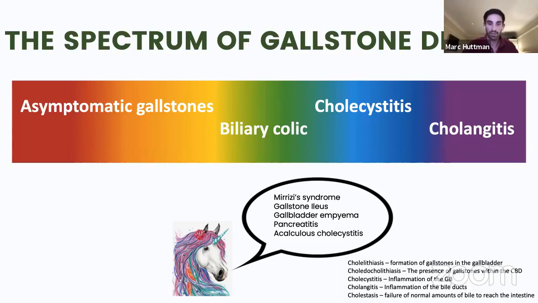Choledocholithiasis, with that extra doca bit in the middle, means that there's gallstones in the CBD, the common bile duct, which we talked about slightly earlier. Cholecystitis, itis being the suffix for inflammation, is inflammation of the gallbladder. Cholangitis, again the suffix for inflammation, but of the prefix cholange, which is the bile ducts. You have inflammation of the bile ducts. Cholestasis is when you have failure of the normal amounts of bile to reach the small intestine. So you have stasis, i.e. stagnant bile in the CBD, which is a risk factor and will cause eventually infection.